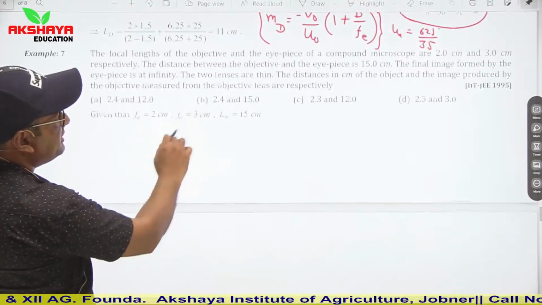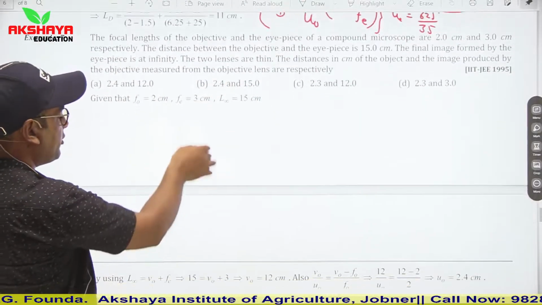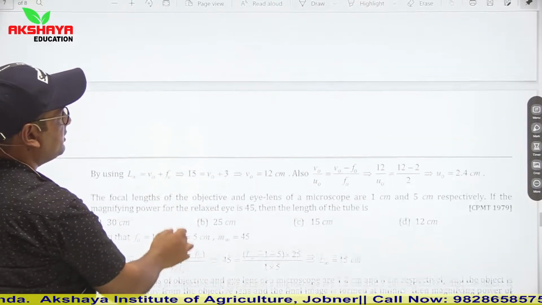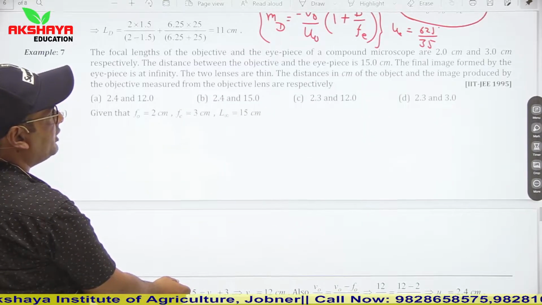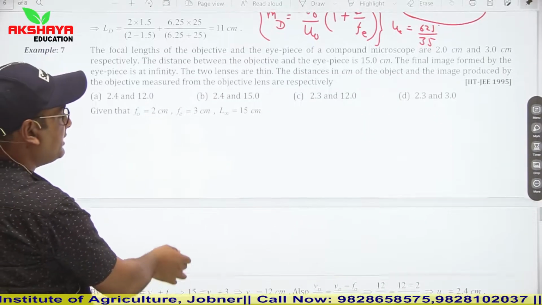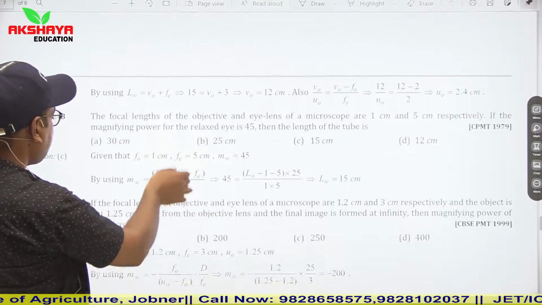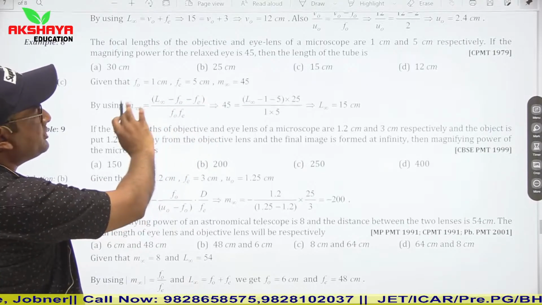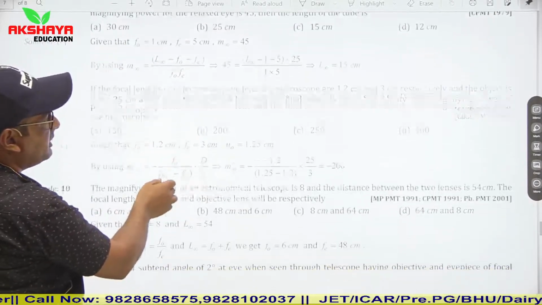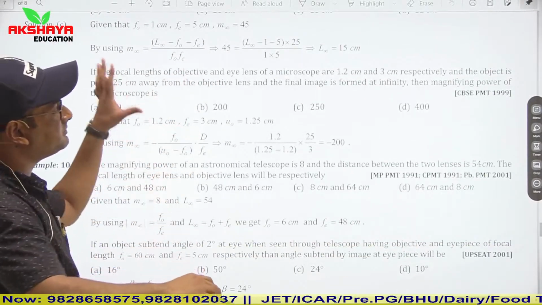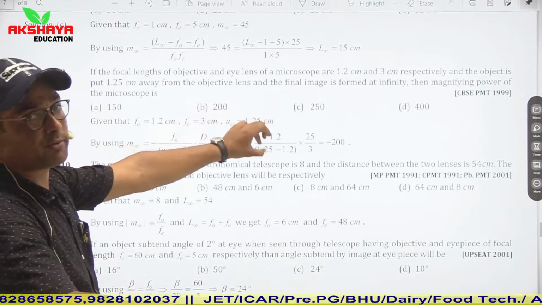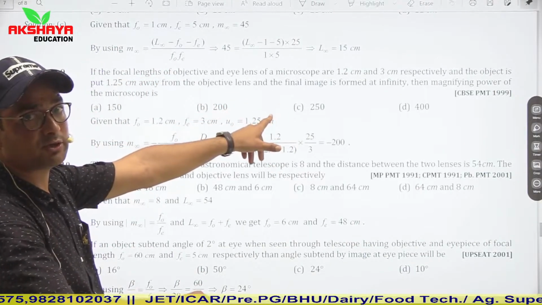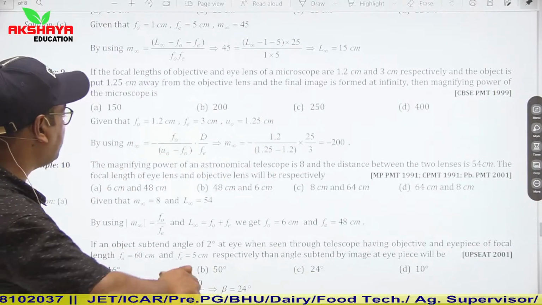Then next is also based on the same concept of compound microscope. So pause the video and note this down and then calculate it on your own. Again next is based on microscope. It is also a simple pattern of question. Magnification is asked. So you know both the formulas MD and M infinity.